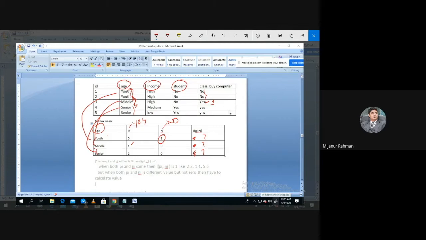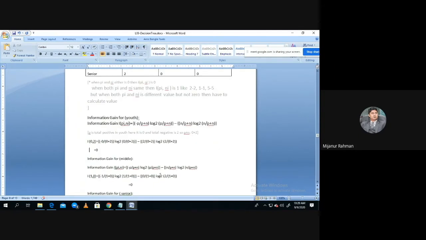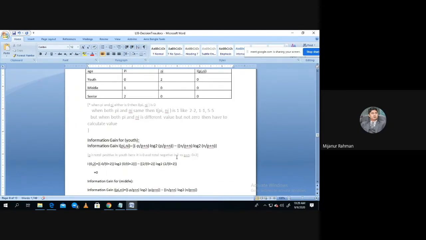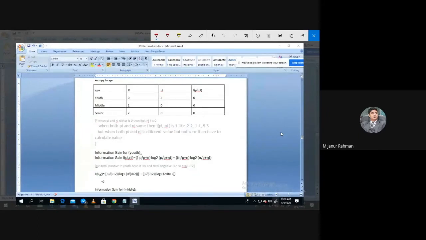And the last one is senior. In the senior, there are 2 yes. Yes is 2, but no is 0. So 2 yes, no 0. This is the way you can fill in the values Pi and Ni. I think you can understand how you get these values. Okay, dear. So I will show you one trick today for how you can easily find the information gain for youth. Okay, for youth.